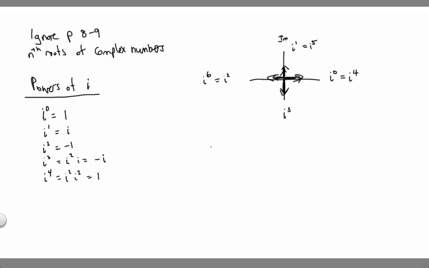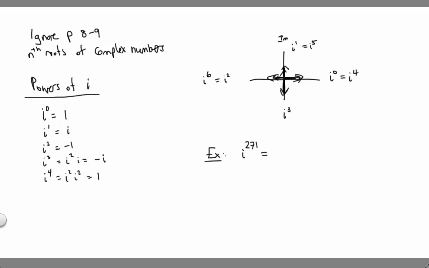So for example, if we had to calculate i to the power 271, a good way to approach this would be just to think about the multiple of 4 that is less than or equal to 271, the biggest multiple of 4 that is less than or equal to 271.